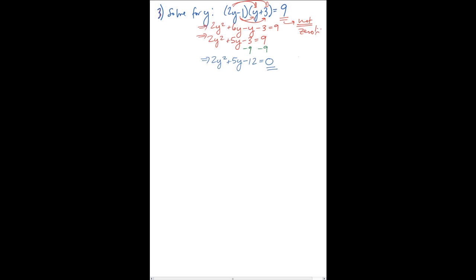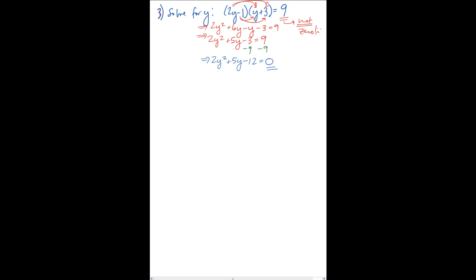Notice that property does not work when we don't have 0, because we can multiply all kinds of stuff together to get 9. We could multiply 3 times 3, we could multiply 9 times 1, we could multiply 18 times 1/2. There are actually an infinite number of things we could multiply together to get 9. A lot of them might be ugly, they might be fractions, they might be decimals, but we can come up with a whole bunch of stuff that we can multiply together. The only way we can use this factor property is if one side equals 0.